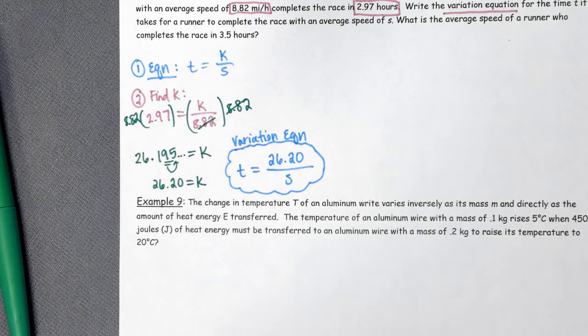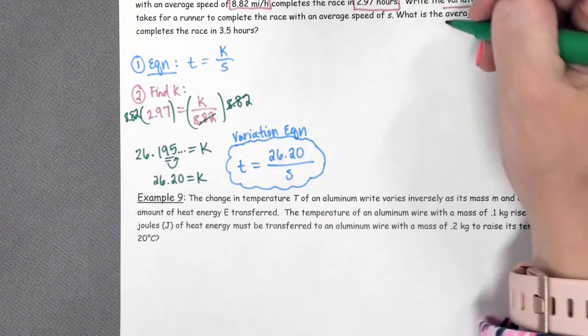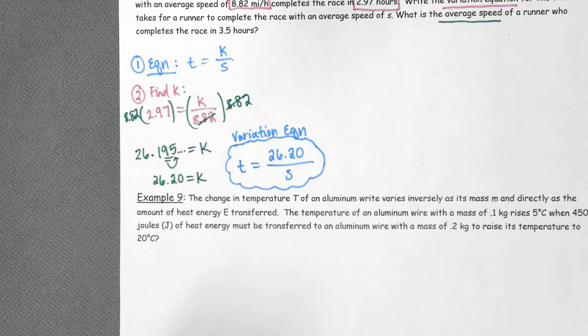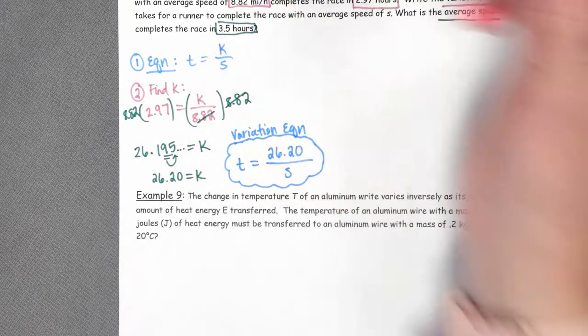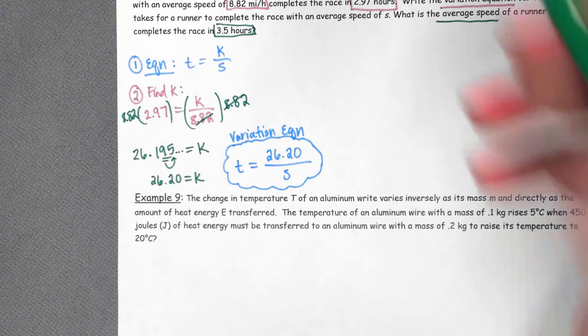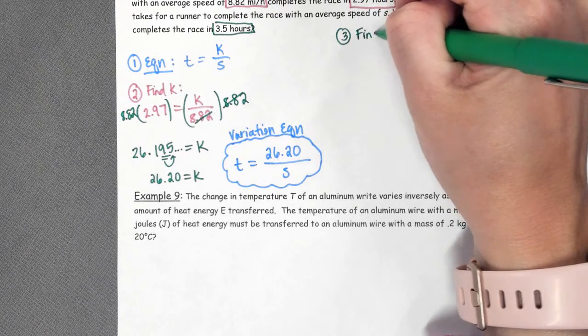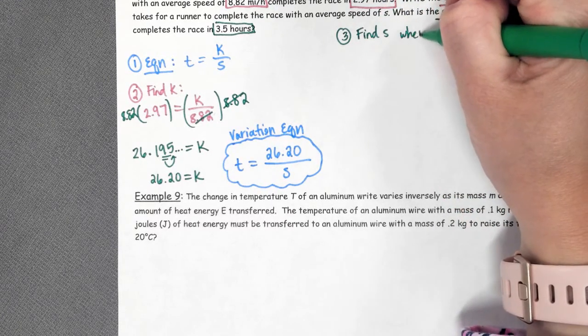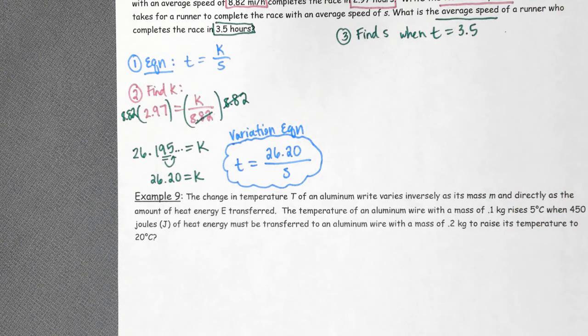Okay, and then the next step, it says, what is the average speed? So you're trying to find S of a runner who completes the race in 3.5 hours. Okay, so you're going to be solving. You're going to find S when T equals 3.5. So go ahead, plug that in and solve if you can, and then we'll check in and make sure you're doing it correctly.